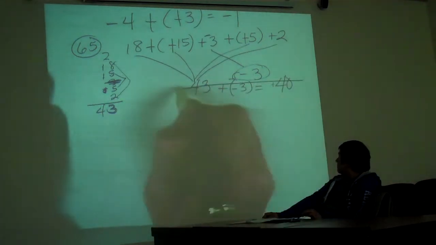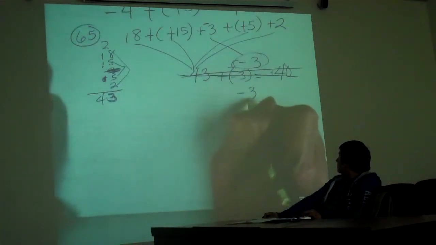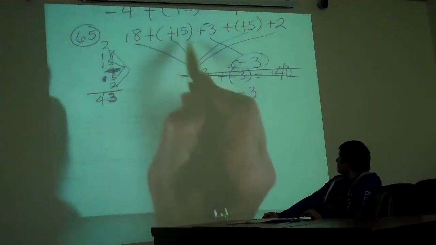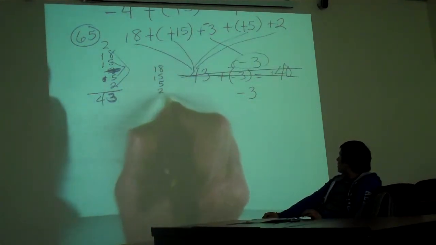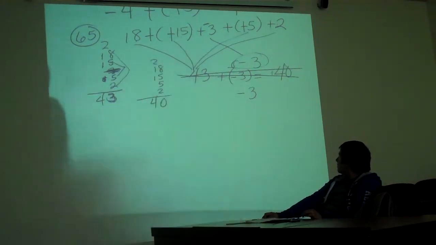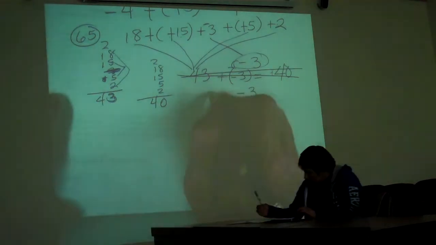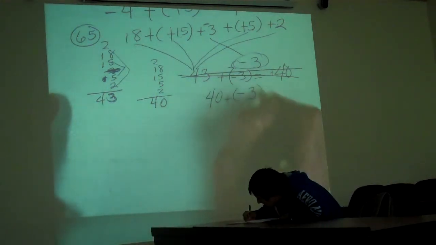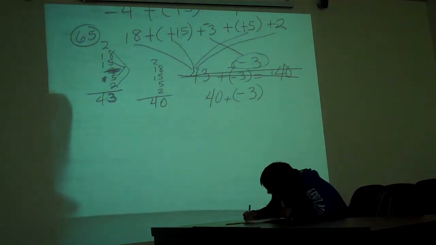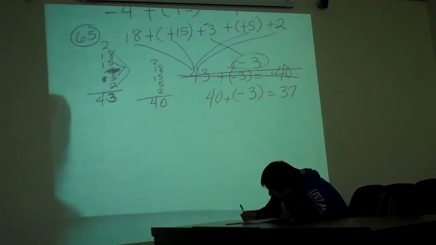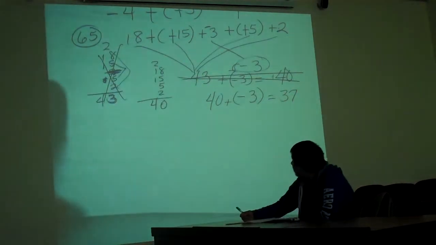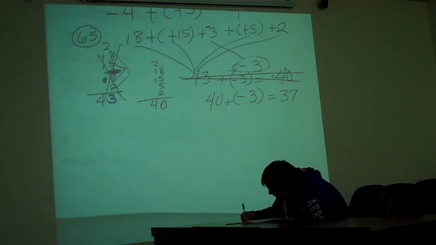Okay, that answer's wrong. We still have 3 negatives, but we only have 18, 15, 5, and 2. 10, 20. So we only had 40 positives. 40 positives and 3 negatives. Now we'll get the right answer. What is it? 37. 37, right. Yeah, I messed up. It's easy to mess up on these things.